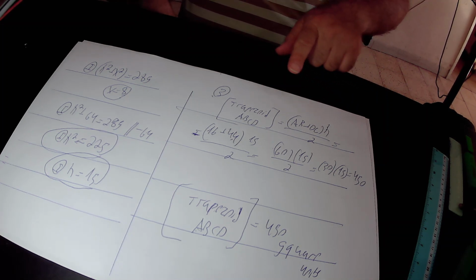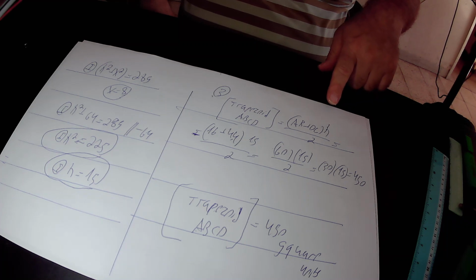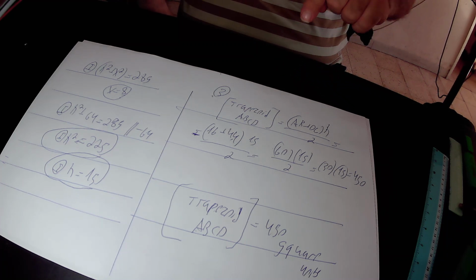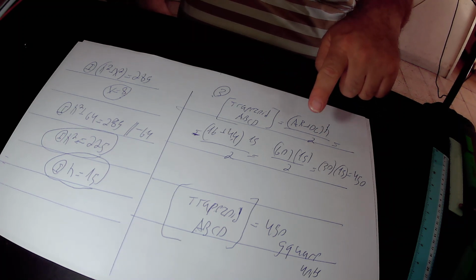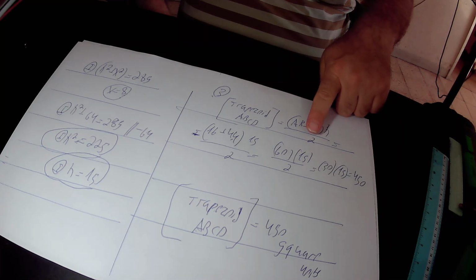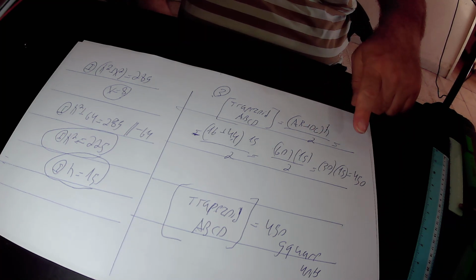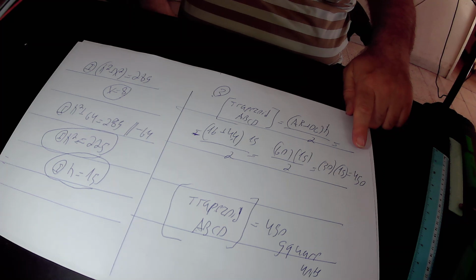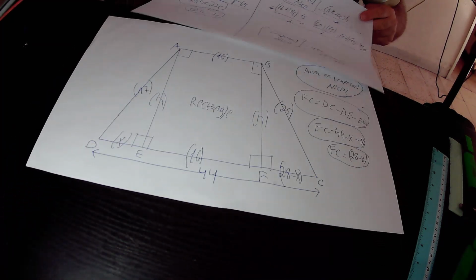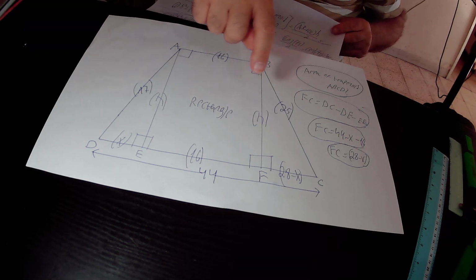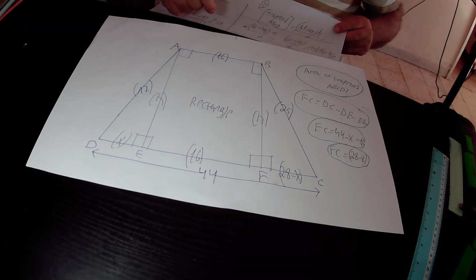AB is 16, DC is 44, times the height, which is 15, divided by 2. 16 plus 44 is 60, so in total this expression equals 60 times 15 over 2. 60 over 2 is 30, so this equals 30 times 15. 30 times 15 is 450. So in total, we found that the area of this trapezoid ABCD is equal to 450 square meters.